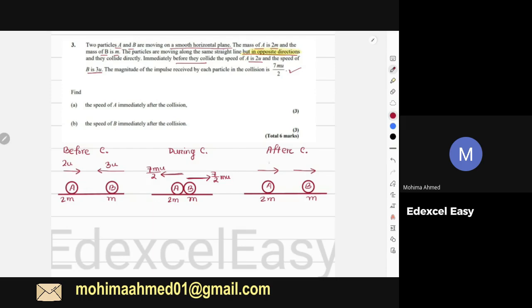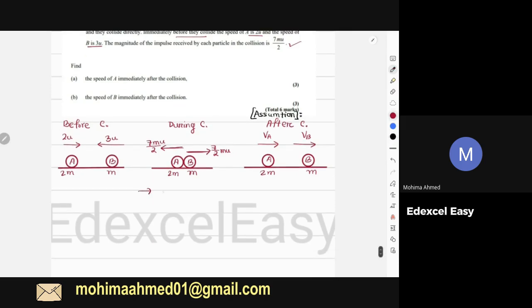Sorry. So I'm just going to consider this is VA and this is VB. Okay, this is my assumption here because they did not give me anything about this to assume it. Now, if I take the direction towards the right as positive, which means this is positive, this is negative. Impulse on A is negative, impulse on B is positive. Final velocities of A and B are positive, right?